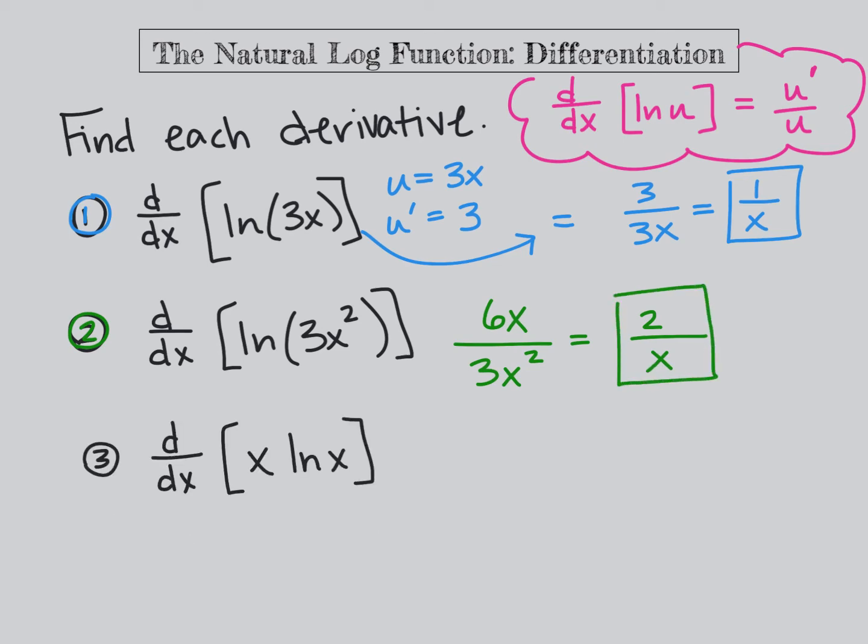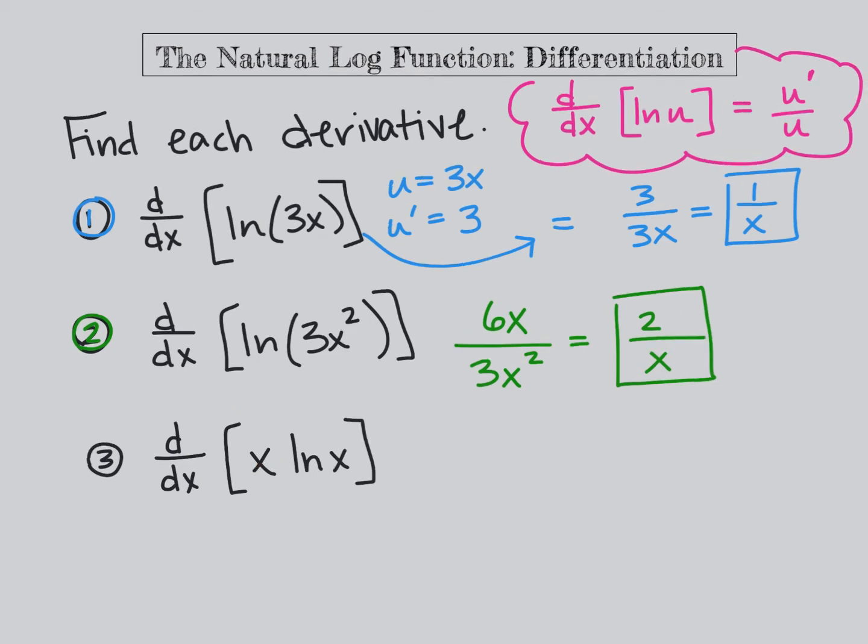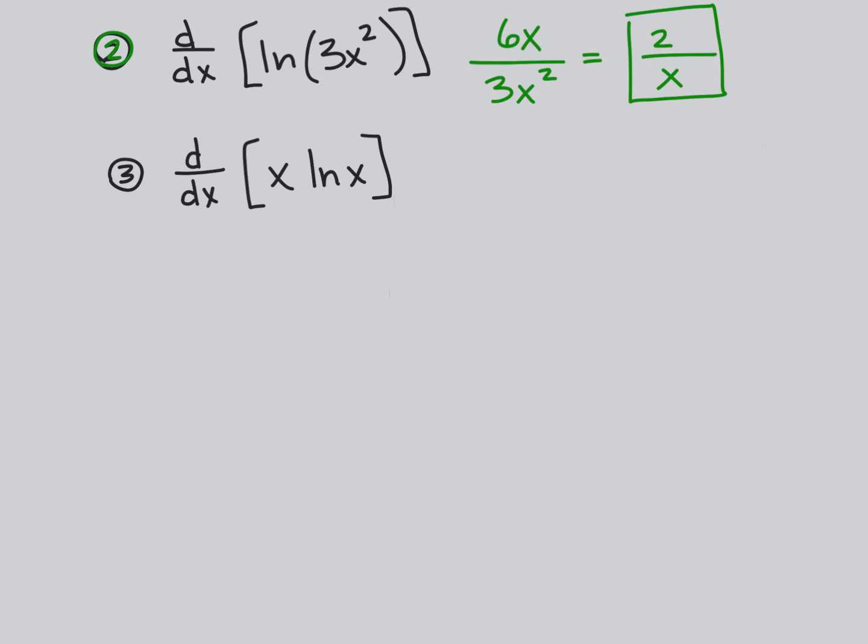In number 3, we're taking the derivative of a product, x times ln x. That means we're going to have to use our product rule. So we'll call x times ln x here our product. And remember, the rule for product rule is u times v prime plus v times u prime. Now do not get this confused with the u that is part of the natural log rule. This is simply just another way to write two factors here being multiplied and their derivatives.